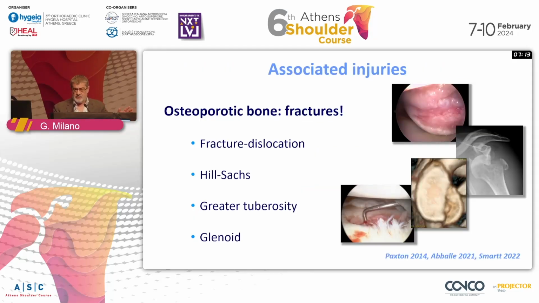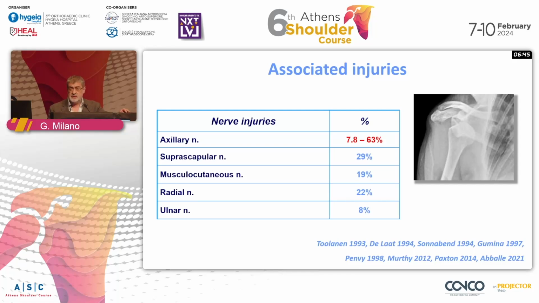Other problems related to this age group is osteoporosis, which can cause fractures more frequently than in other age groups. So fracture dislocations, greater tuberosity fracture and displacement, or fractures associated with anterior dislocation like glenoid bony Bankart or Hill-Sachs lesions. Nerve injuries are more frequent as well, and specifically transient palsy of the axillary nerve.